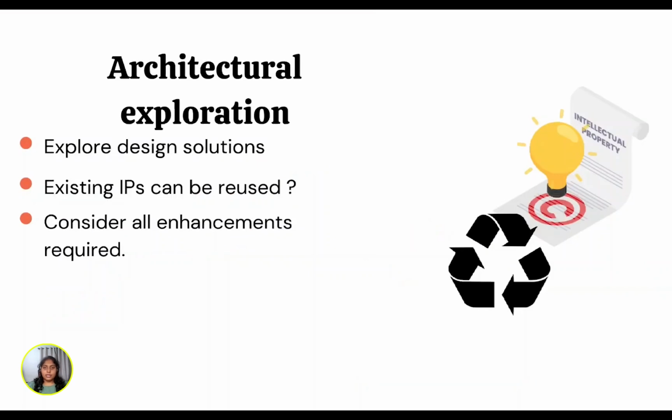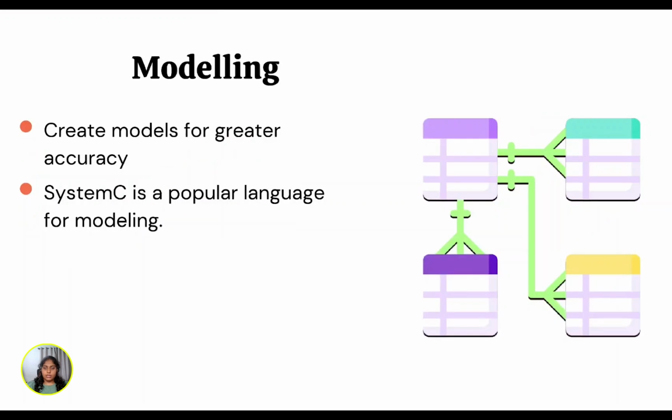Next is the architecture exploration. Once the specifications are understood, the architects must come up with a solution to design the system considering that existing design blocks or IPs can be reused and what additional features need to be added. This is known as architectural exploration. All aspects of functionality such as connectivity, timing, performance are evaluated and validated for confidence in the correctness of the design. The next phase is modeling.